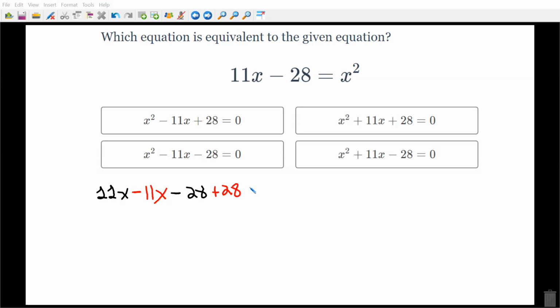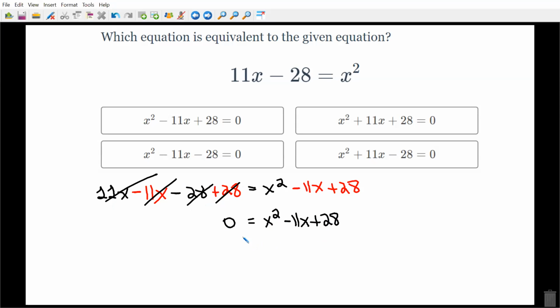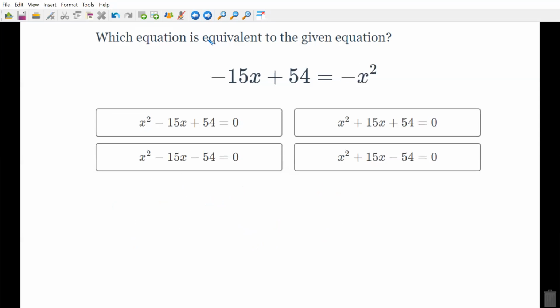And what you do on one side, you do it on the other side. So there's going to be x squared minus 11x plus 28. Okay, what happens here is that you cancel 11x and 11x, they cancel. Negative 28 and positive 28, they cancel. So now you get a 0. So 0 is going to be x squared minus 11x plus 28. So here's the solution. Okay, now let's move on to the next exercise.